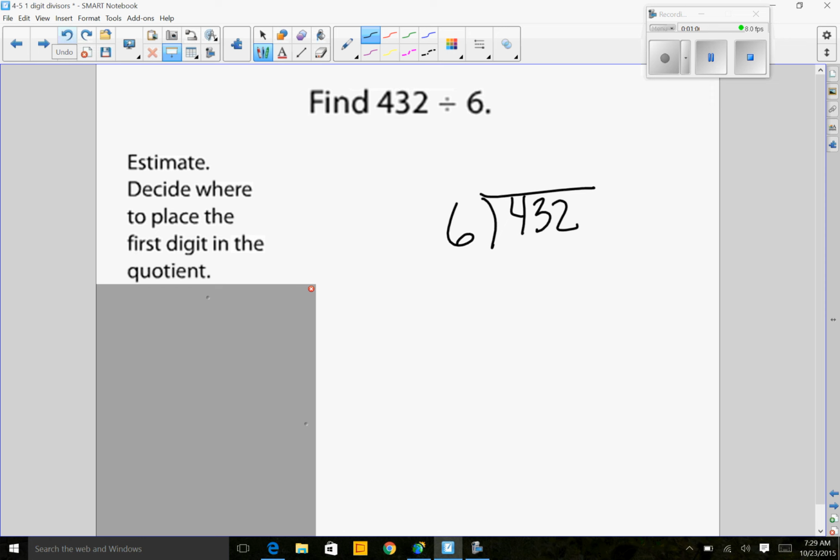Okay. So our first thing is to estimate to decide where we're going to put the first digit in the quotient. So remember, the quotient is the answer. So we're going to look at 43. And we're going to think to ourselves, what can we change that 43 to make it close to something that would be divisible by 6? And 42, so we're going to make this 420. And 42 divided by 6 is 7. And then we're going to annex that 0. So 70. So we know our answer.